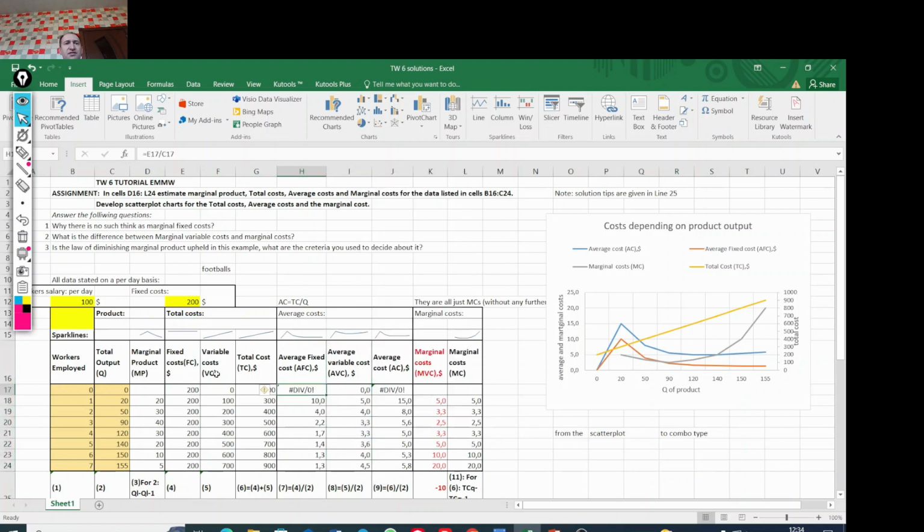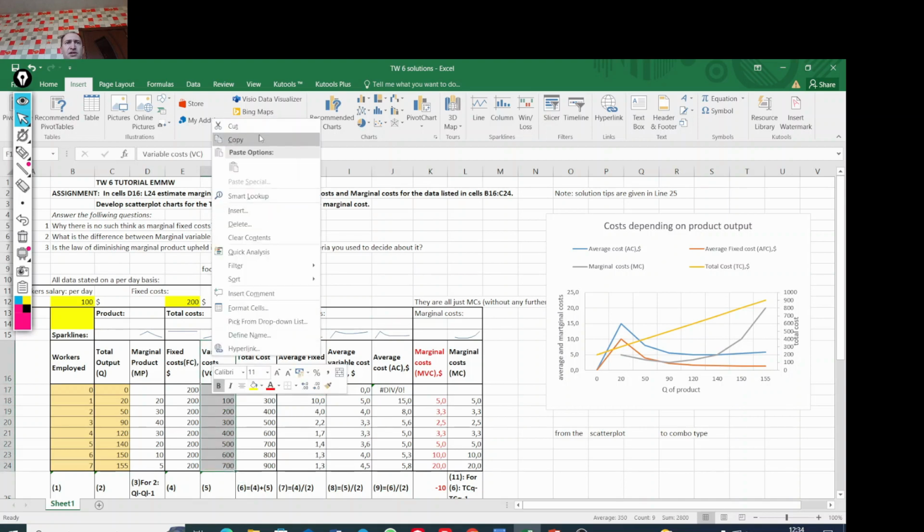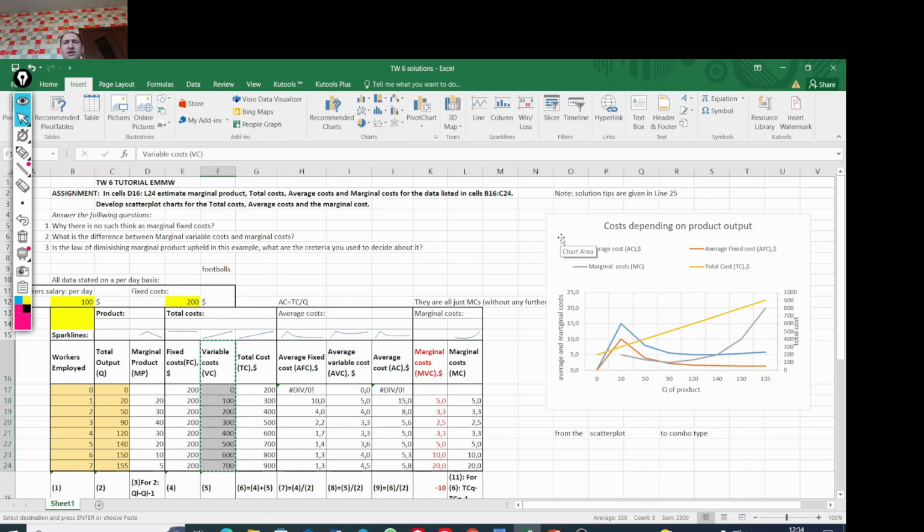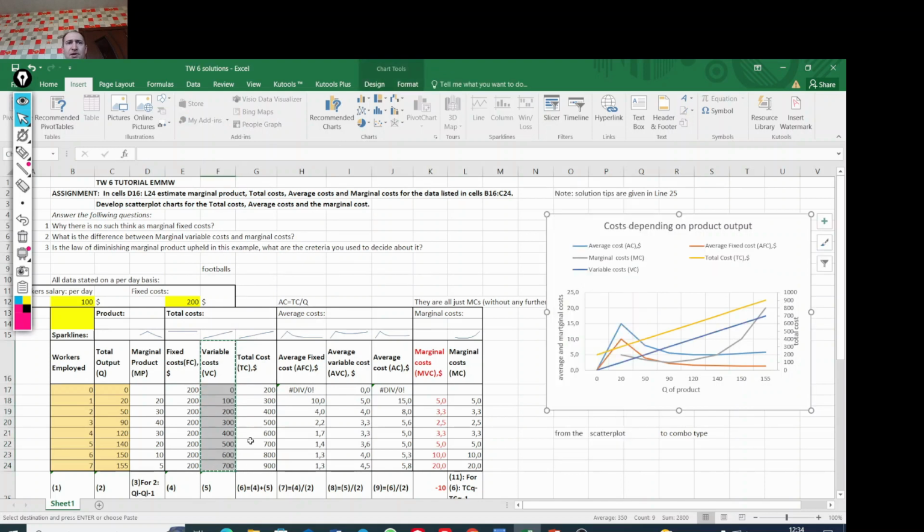For example, we can now also add variable costs because they are not yet depicted. Total variable costs are not yet depicted, so I'm copying, right? Copy and paste on the blank space. And because it has a big number, it obviously should be read on the right scale. The difference between these straight lines is your fixed cost, the total fixed cost. This is your total cost, and that's total variable cost. The difference is the total fixed cost.